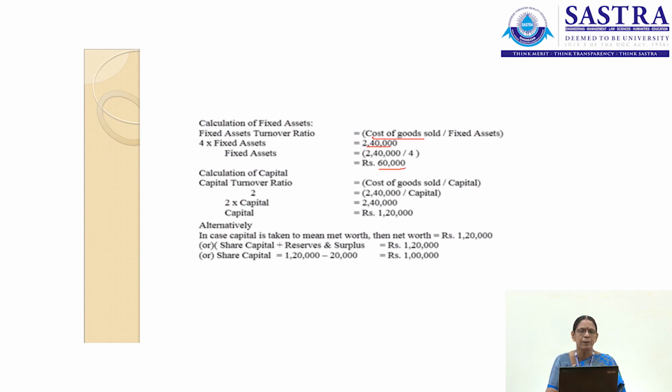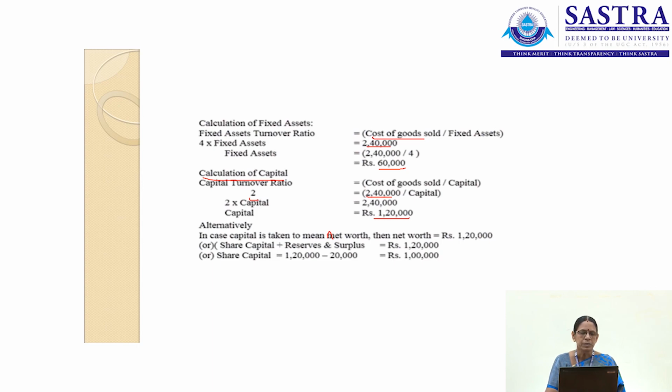Now calculation of capital. Capital turnover ratio is cost of goods sold divided by capital. We know cost of goods sold as 2,40,000. Turnover ratio is 2. Again cross multiply it. 2 into capital is equal to 2,40,000. Capital is 1,20,000. Alternatively, capital is taken to mean the net worth. Then net worth is said to be 1,20,000.